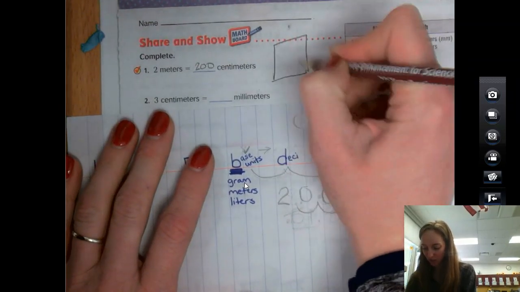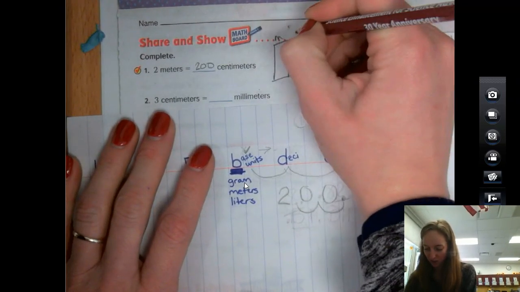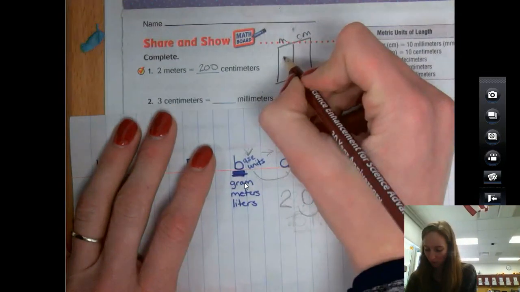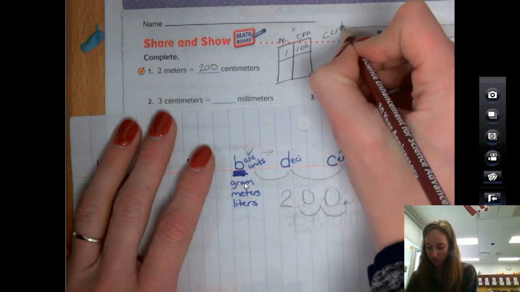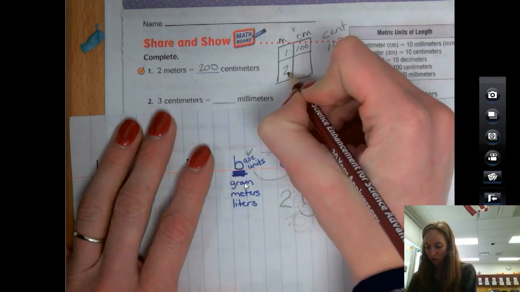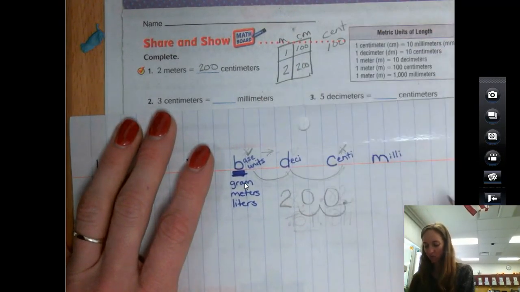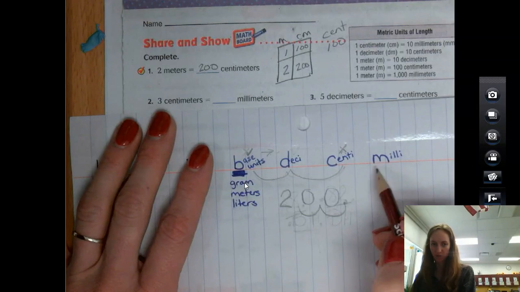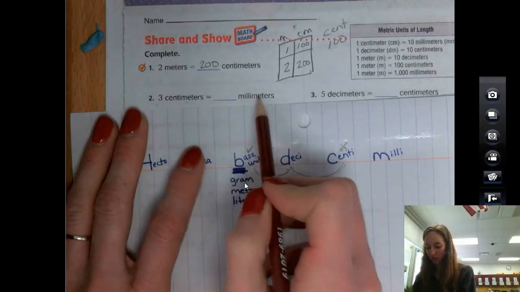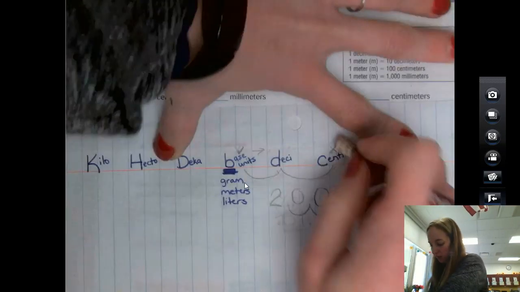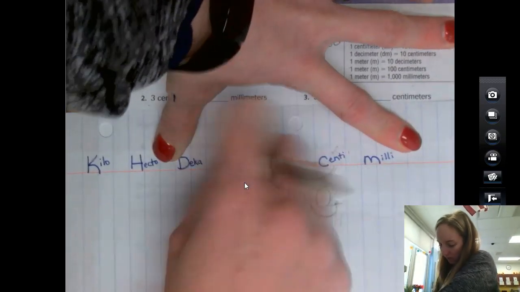You guys could tell me that because you could say meters is the bigger one, centimeters. 1 meter is 100 centimeters, right? Centi means 100. So 2 meters would be 200. But you have to know how to do this part. Next one, 3 centimeters equals blank millimeters.